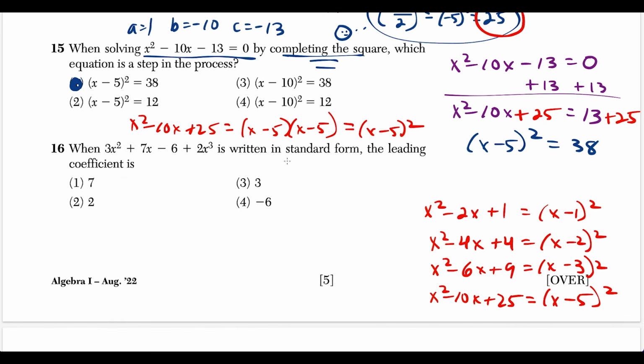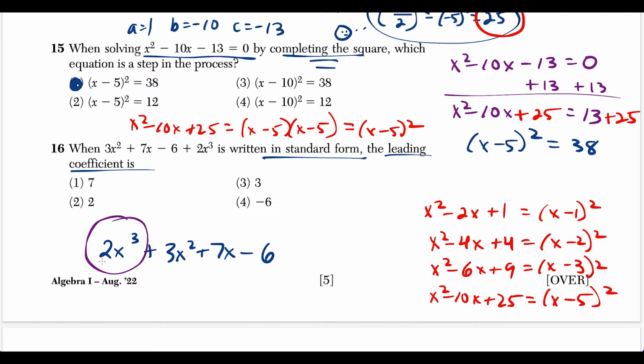Question 16, when written in standard form, the leading coefficient is. So this is all vocabulary, and you have to know two things. What is standard form? That's when you write your polynomial in descending powers of x, the greatest power of x first. So 2x to the third would go first, then we would have 3x squared, then we would have 7x, then we would have minus 6. And the leading coefficient is the number in front of the leading term. So here, the leading coefficient is the coefficient of x to the third, which is going to be 2, and that matches up with choice 2.